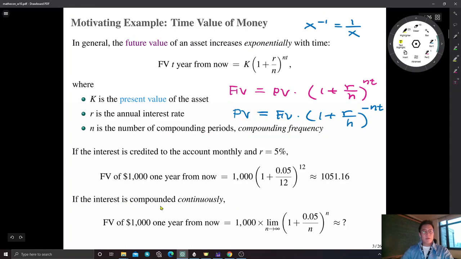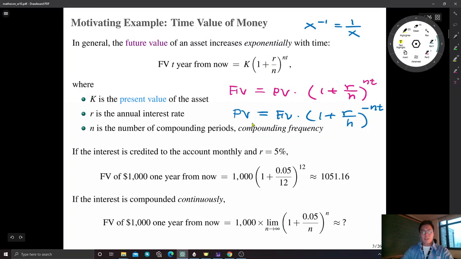And this is a theoretical question. So suppose that the interest is compounded continuously. So interest is compounded every second, and then that earned interest is added to the bank account every second. Then, going back to this formula, we want to compute the future value of 1,000 1 year from now. If the interest is compounded continuously, that means now n is going to be infinite. So we have to take the limit to evaluate this future value as n goes to infinity.